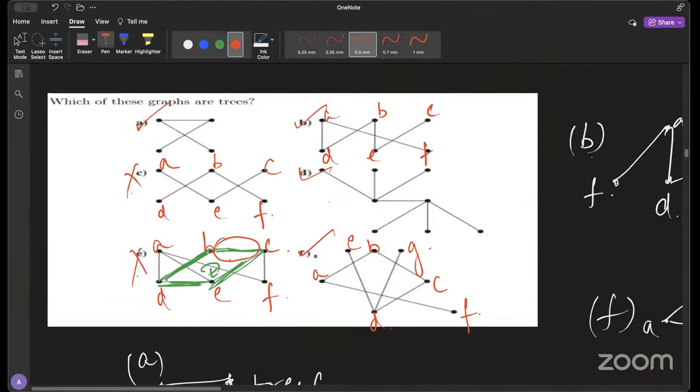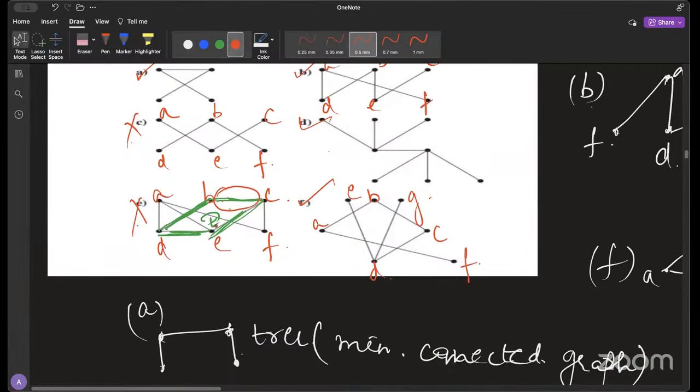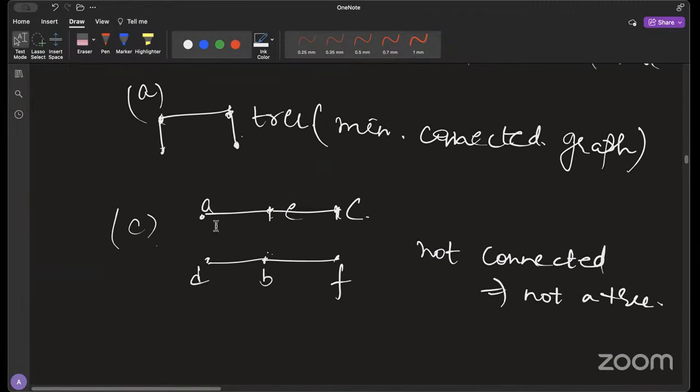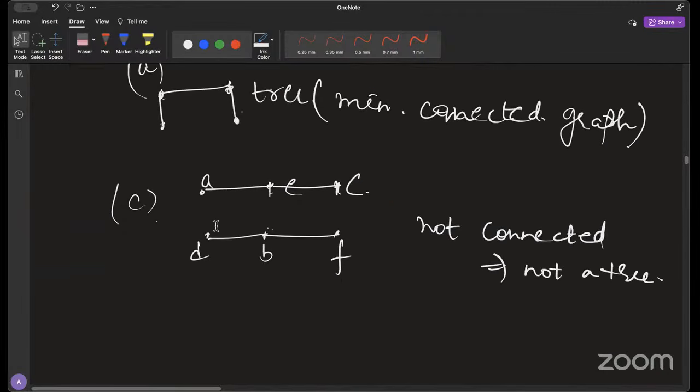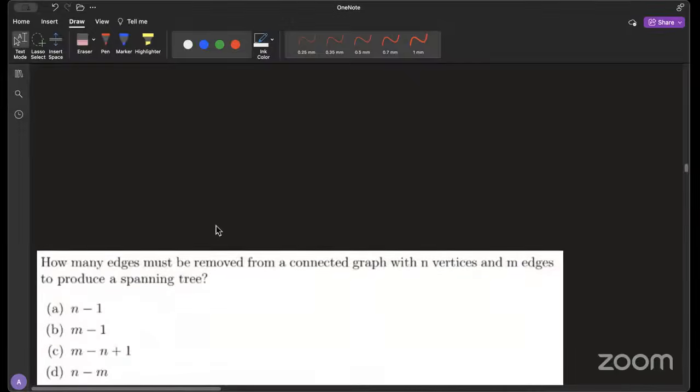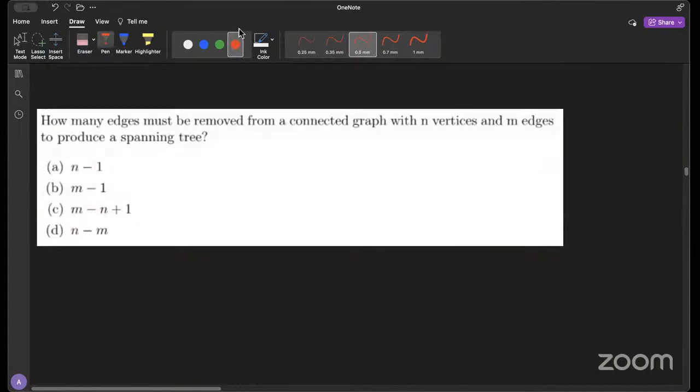So these four of them are trees, two of them are not. Does anyone have a doubt in this one? Can we move to the next one? So this is clear. Yes, ma'am. Okay. Give this question a try.